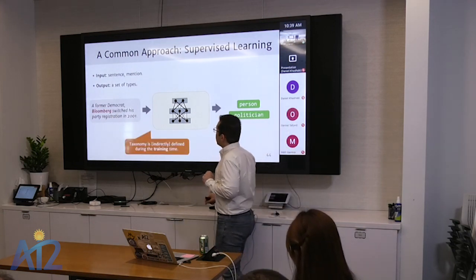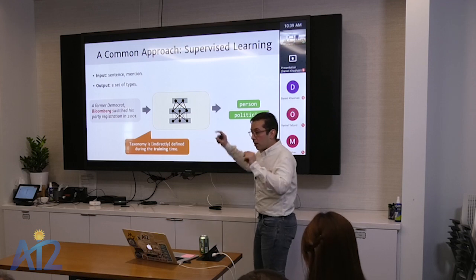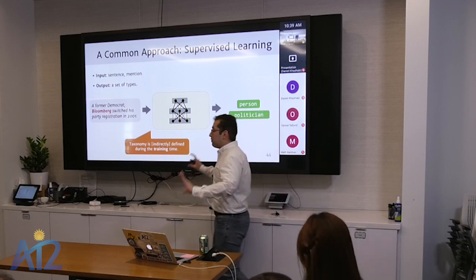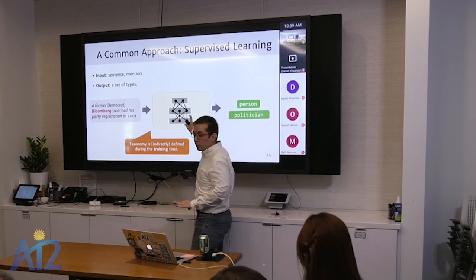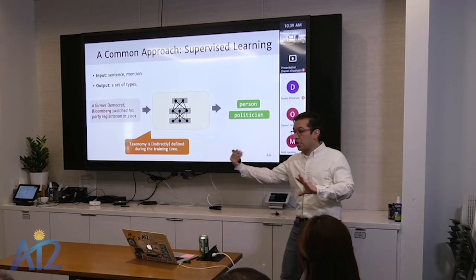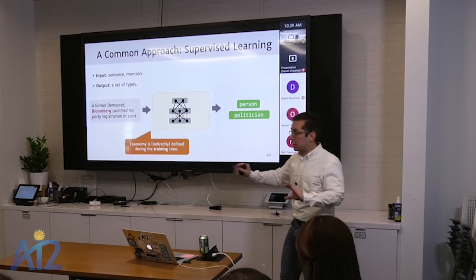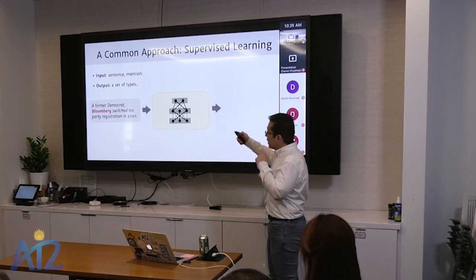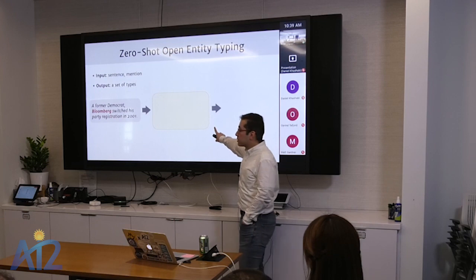The problem here is that as soon as you train the system on a particular data set, it is fixed and limited to that particular collection of types, right? So you cannot really take it and evaluate it. You cannot take it to a different data set. It is limited.